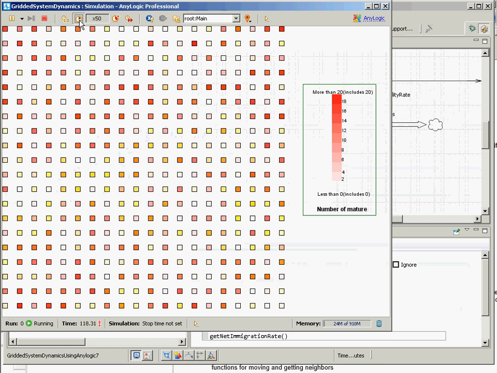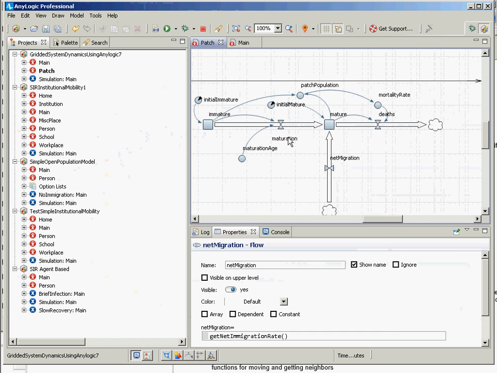This is a situation where we have each patch evolution described by these stocks and flows, and the patches interact by migration of individuals from one patch to the other. Okay.